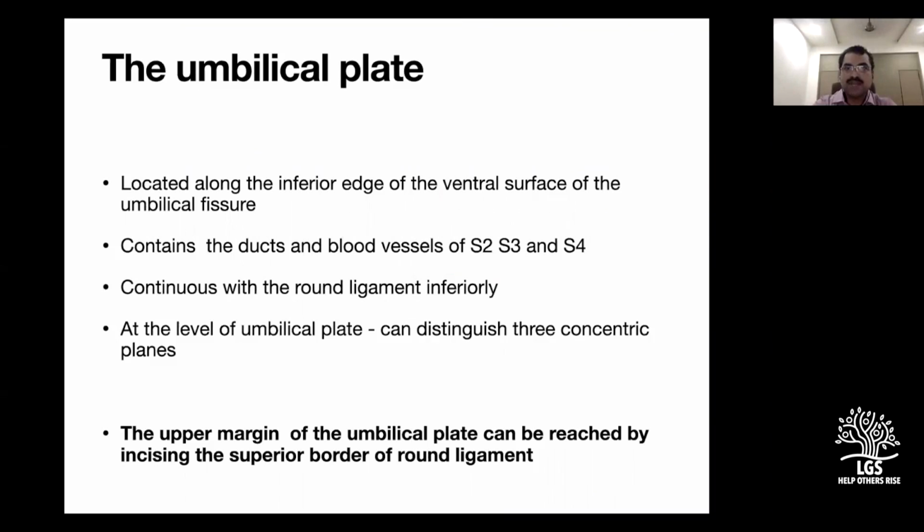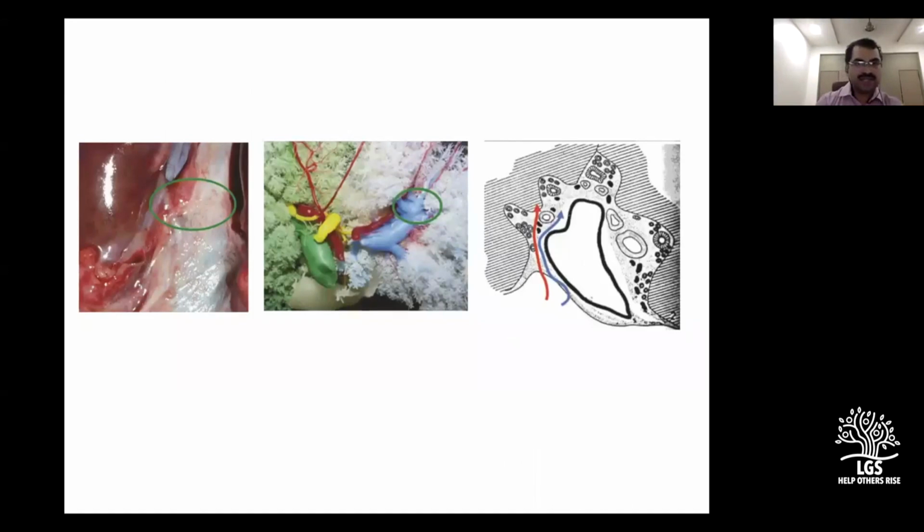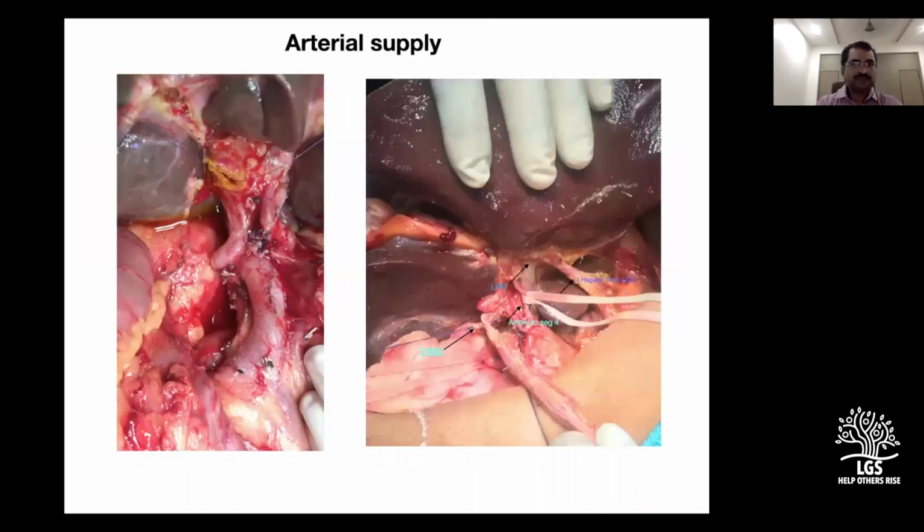The umbilical plate is located along the inferior edge of the ventral surface of the umbilical fissure. It contains the ducts and blood vessels to segments 2, 3, and 4. And it continues with the round ligament inferiorly. At the level of the umbilical plate, you can distinguish 3 concentric planes. These are the 3 concentric planes. The green circle indicates the peritoneal layer, the red circle the layer on the hepatic artery, and the blue is on the portal vein.